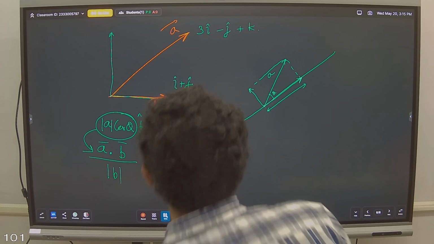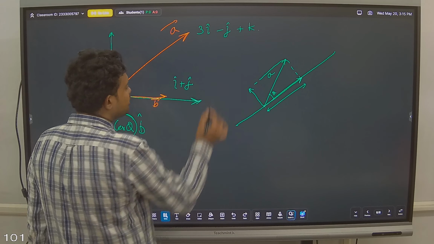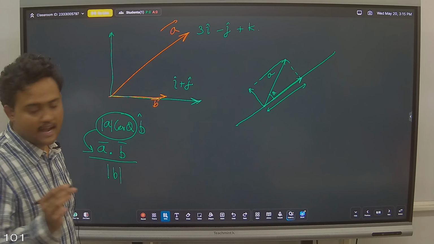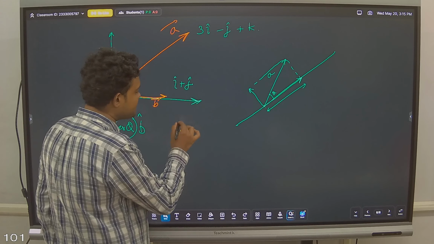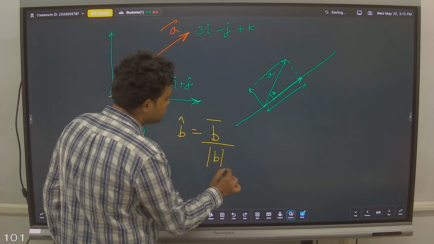So essentially, I have taught you this. Hey, clowns, listen. I have taught you this before. B cap is B vector divided by mod B.